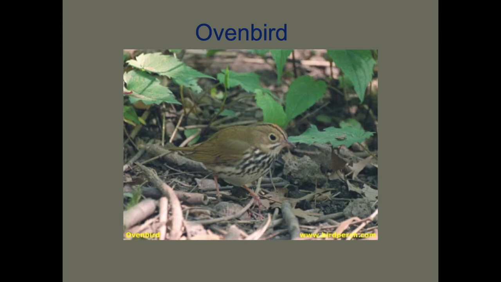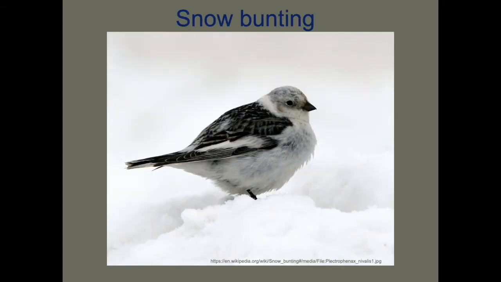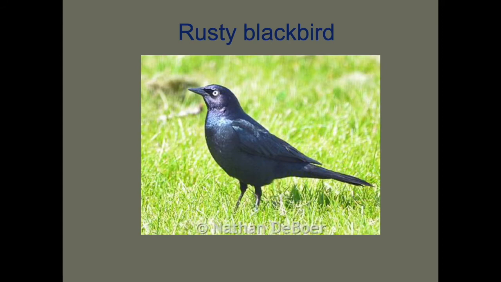The ovenbird is a neotropical migrant because they spend the summer in the boreal forest and overwinter down in Mexico and Central America. The brown-headed cowbird is found in the boreal forest in the summer and spends the winter in the United States and Mexico. Whereas the snow bunting spends the summers up in the Arctic and then the wintertime in Canada and the northern United States. The rusty blackbird spends summers in the boreal forest and winters in the southern United States.